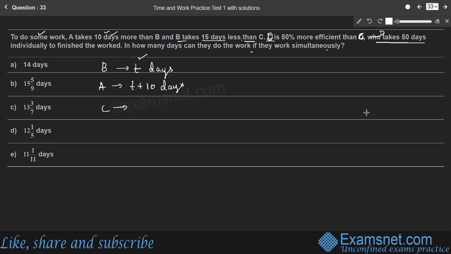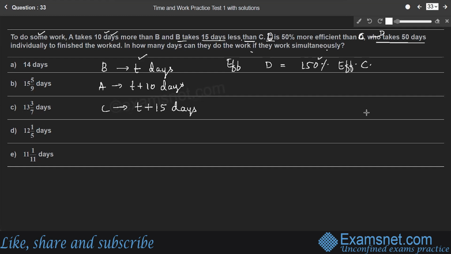So here C takes 15 days more than B, which means C takes T plus 15 days. And it is given that D is 50% more efficient than C. That means the efficiency of D is 150% of the efficiency of C. D is 50% more efficient than C, meaning efficiency of C plus 50% of efficiency of C. That gives 150% of efficiency of C.